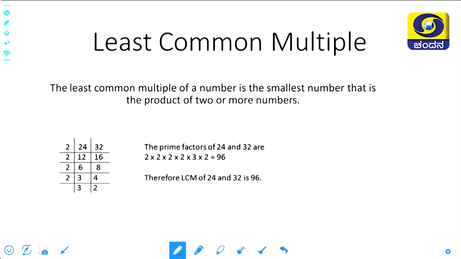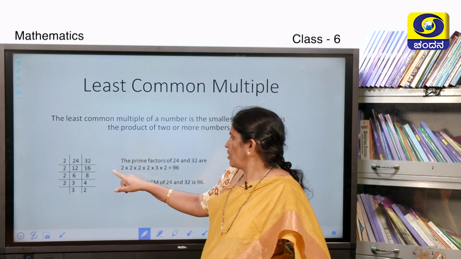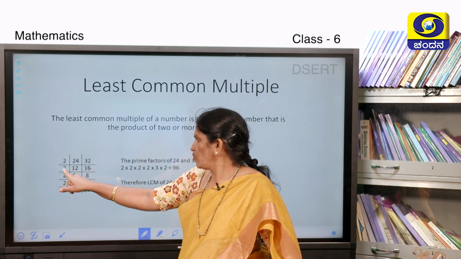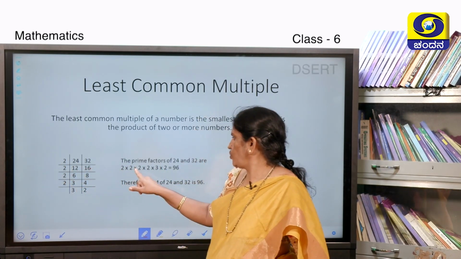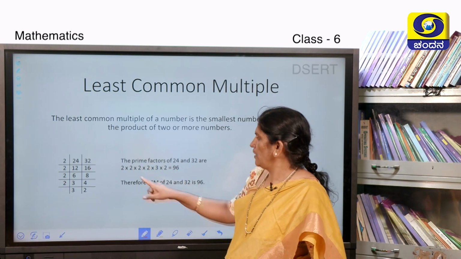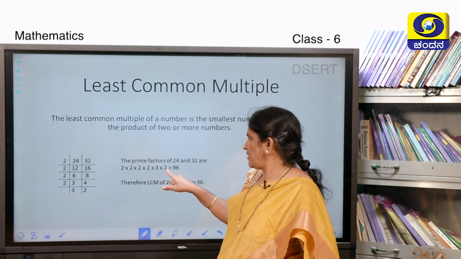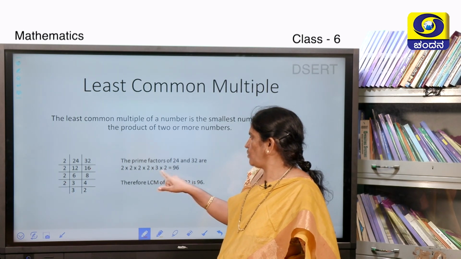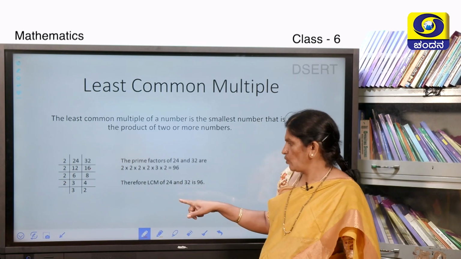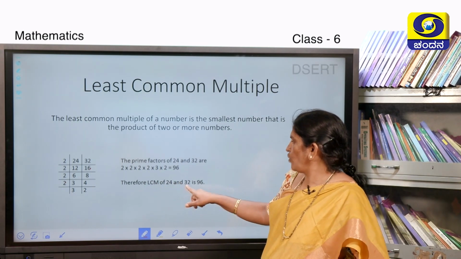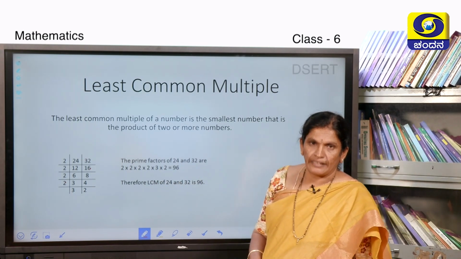Here the prime factors of 24 and 32 are 2 into 2 into 2 into 2 into 3 into 2. The product of this, how many 2s are here? 1, 2, 3, 4, 5 and 3. 2 2s are 4, 4 2s are 8, 8 2s are 16, 16 2s are 32, 32 into 3 is 96. So, therefore, the LCM of 24 and 32 is 96.